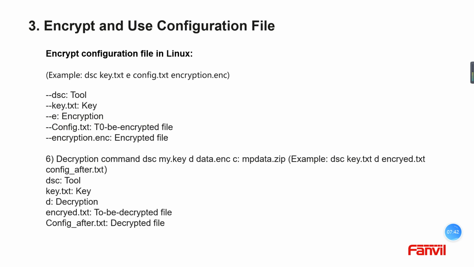Let's move on to the last step. We need to run the decryption command like this. For an example, we can see this command. DSC means the tool name and key.txt means the key. E refers to encryption. Configure.txt means the configuration file name. And here's the configure file.